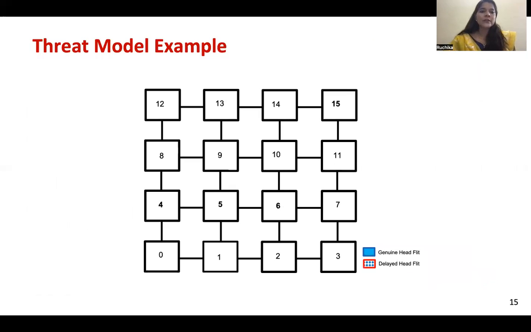Let me walk you through the threat model with an example. Here we are considering 4 as the source and 15 as the destination tile. It needs some data that is present on tile number 15. It should go by this route. As the flit moves, we consider 5 is a bad guy. It is the node where the HT is present.